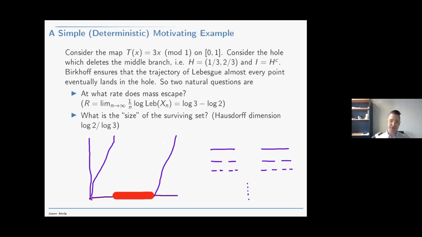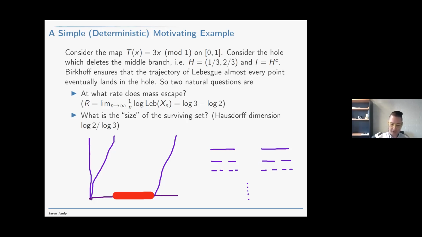First, we're going to start with a very simple motivating example, and I've added some pictures, so please enjoy those and my very bad drawing skills. We want to consider the map T of x equals 3x mod 1 on the unit interval. And we're going to consider the hole, which deletes the entire middle branch. So the hole is from 1/3 to 2/3.